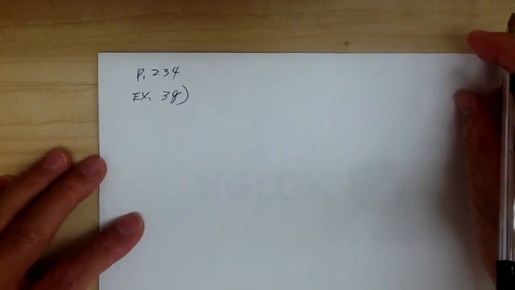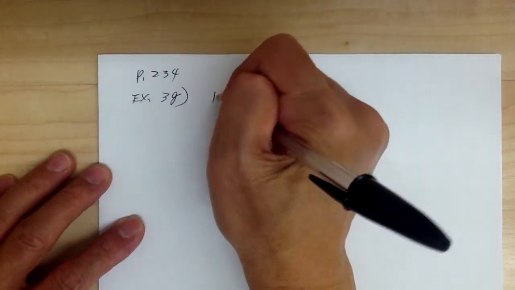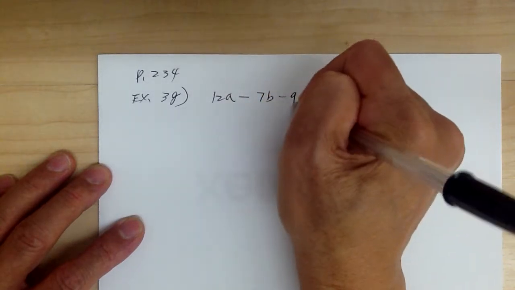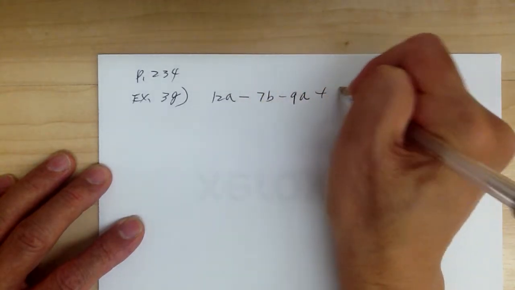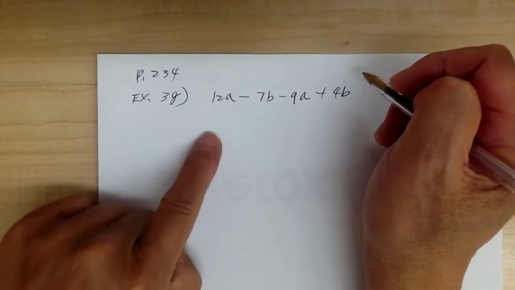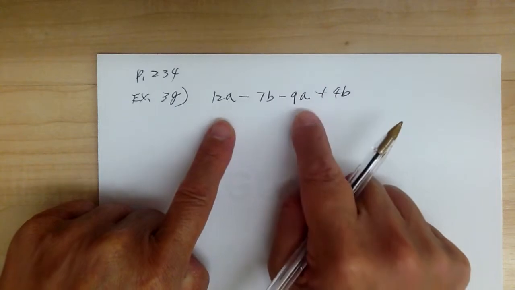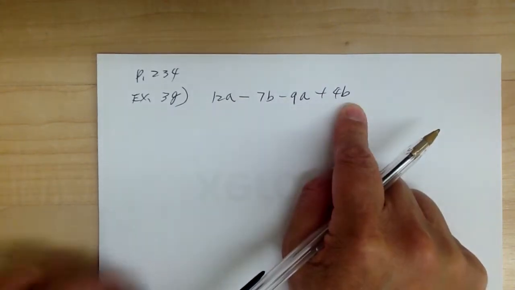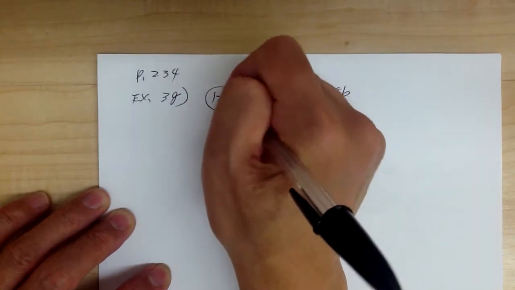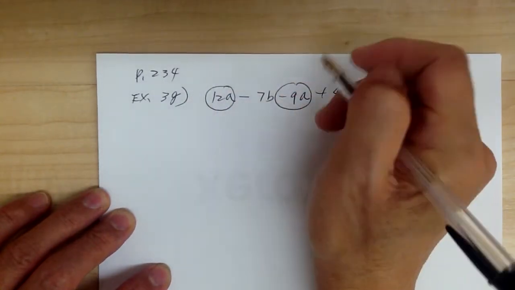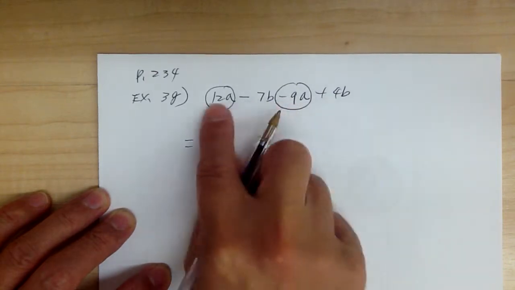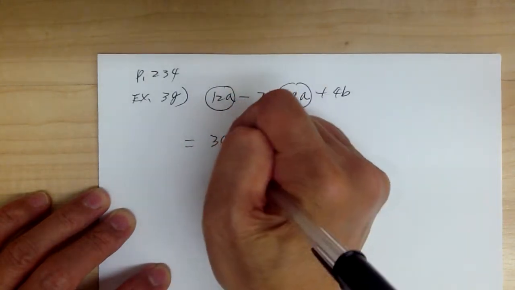Example 3G. You have 12a minus 7b minus 9a plus 4b. Okay, so you can look for the like terms before you combine. So you got a over here, you got a b over here, right? So what I usually do is I use different shapes. So I can circle them, right? So these two are alike. Okay, so do the circle. So 12a minus 9a, 12 minus 9 will give you 3, right? So this will be a 3a.